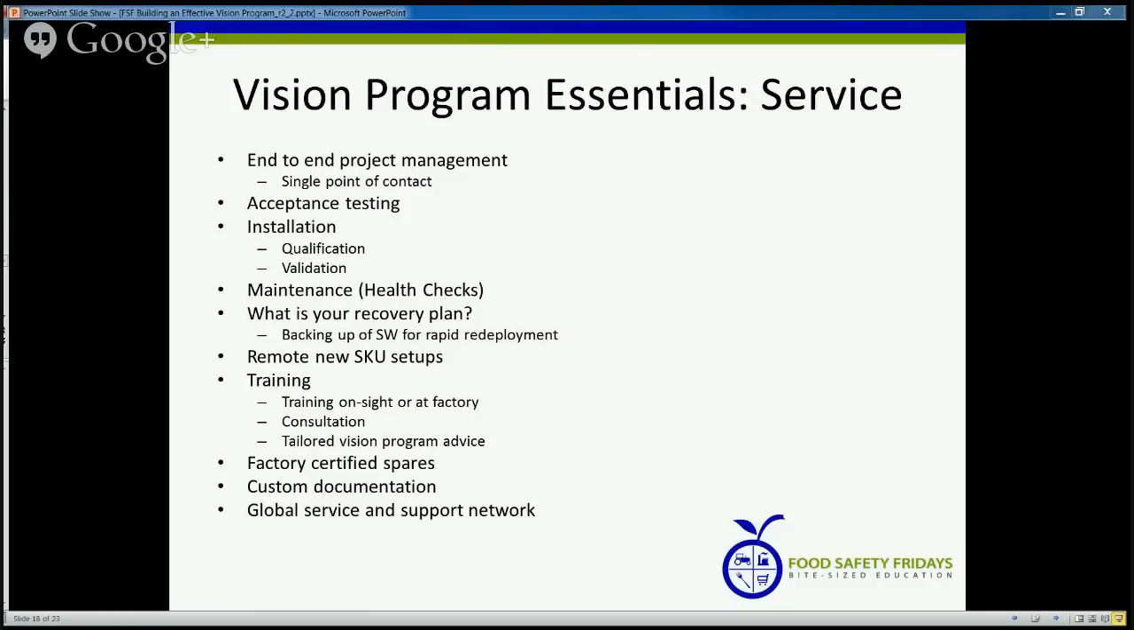Customer documentation, if required. If you have a requirement to make a vision system part of your process and document it, is that something that can be provided, or is something you have to do on your own?